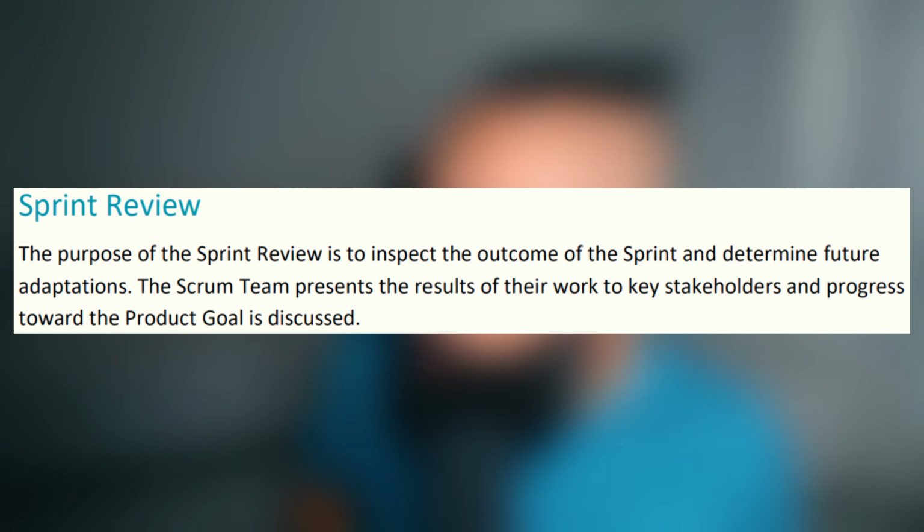It would make sense to start with why we do sprint reviews. What's the purpose? What's the goal? Why are we doing sprint reviews in the first place? Well, let's have a look at the Scrum Guide 2020. The purpose of a sprint review is to inspect the outcome of a sprint and determine future adaptations.